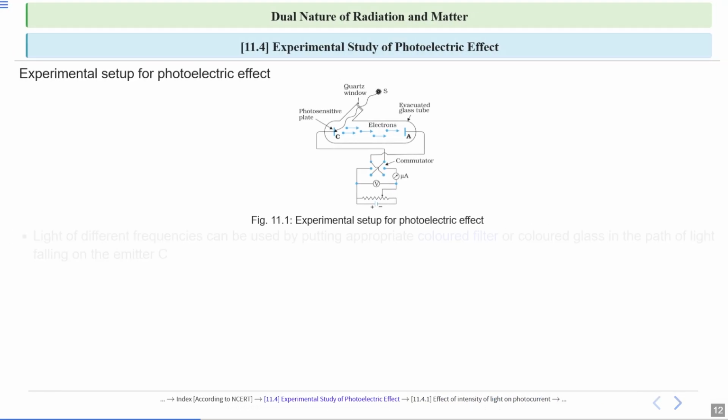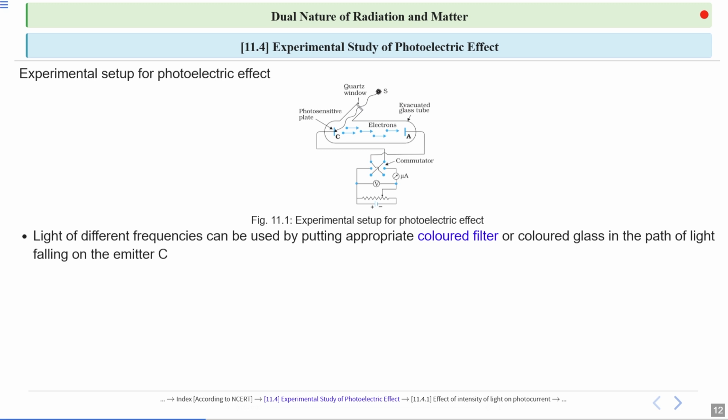So notice that we can use light of different frequencies by placing colored filters or colored glass in the path of the light before it hits the emitter. Frequency refers to how many wave cycles pass a point per second, measured in hertz. By changing the color of the filter, we change the frequency of the light, which lets us study how different frequencies affect the emission of electrons.